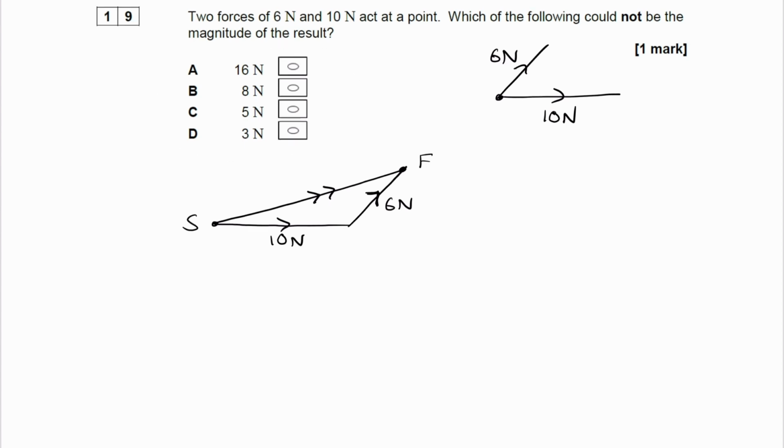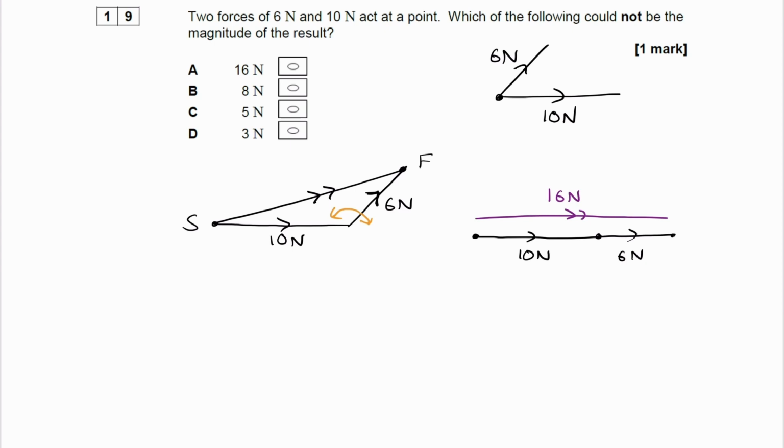So to change the magnitude of the resultant, we can think about moving the 6 newton force back and forth like this. And that will change the length of the vector that goes directly from the start to the finish, so the resultant. So the biggest that the resultant could be would be when you connect the two forces directly in a straight line. So this is 10 newtons, and then we have our 6 newton force on the end of that. In that case, the resultant would be 16 newtons. So that's the largest it could possibly be.